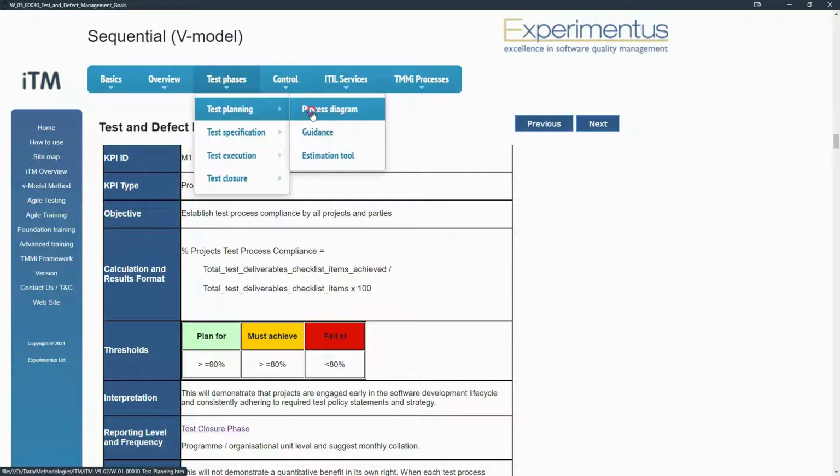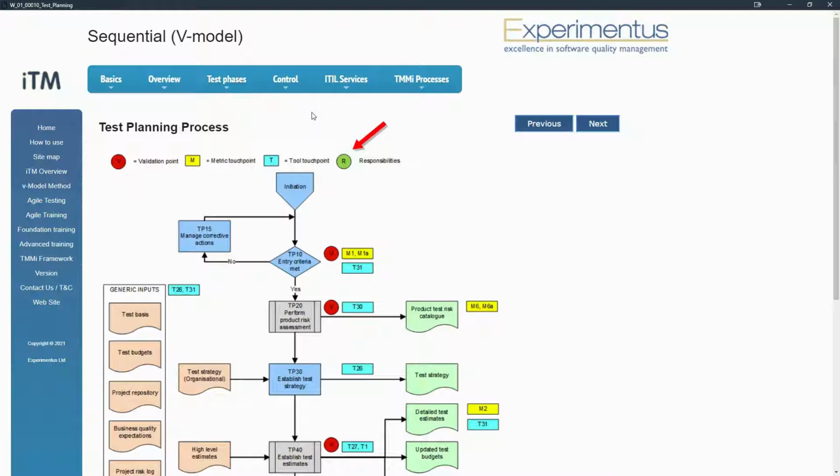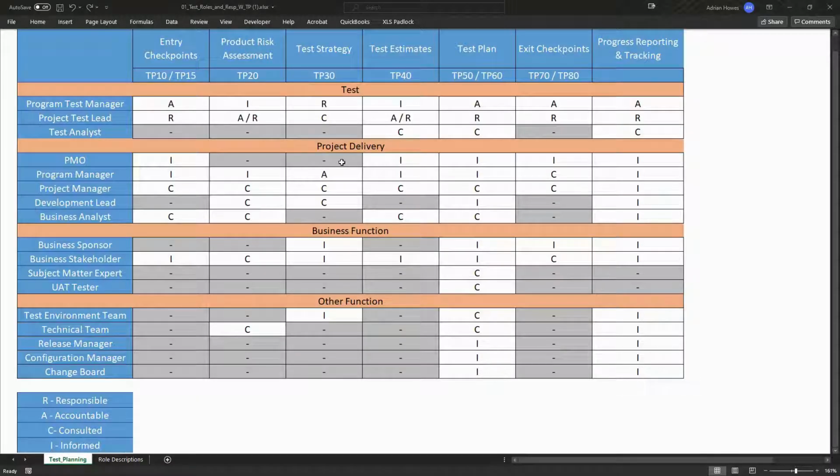Finally, for touchpoints, there are responsibilities touchpoints, which, when selected, allows the opening of a matrix documenting a standard set of roles involved for each of the main test process activities. This matrix is configurable for the organization.